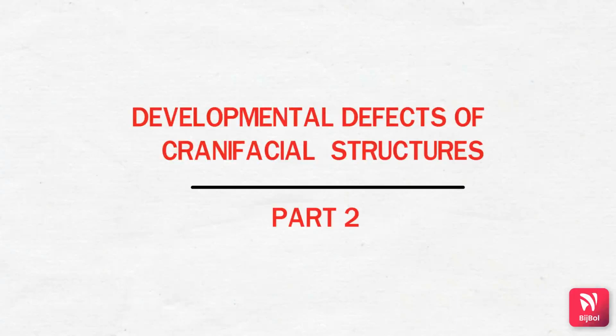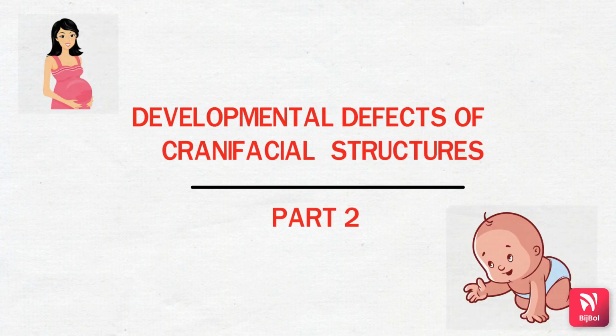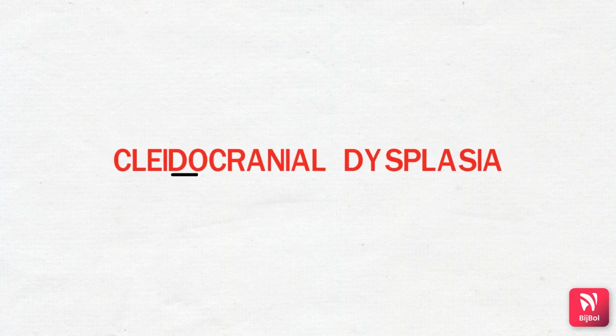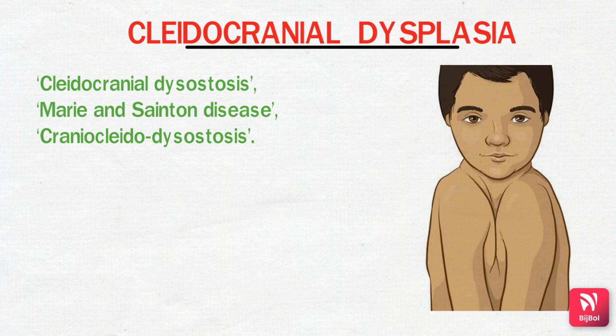We'll continue to deal with developmental defects of craniofacial structures, and we'll be covering only 3 important topics for today. Cleidocranial dysplasia is the first which we'll be looking at. It is also called cleidocranial dysostosis, Marie-Sainton disease, craniocleidodysostosis. Looking at the etiology, there are two major factors, that is hereditary and genetic.